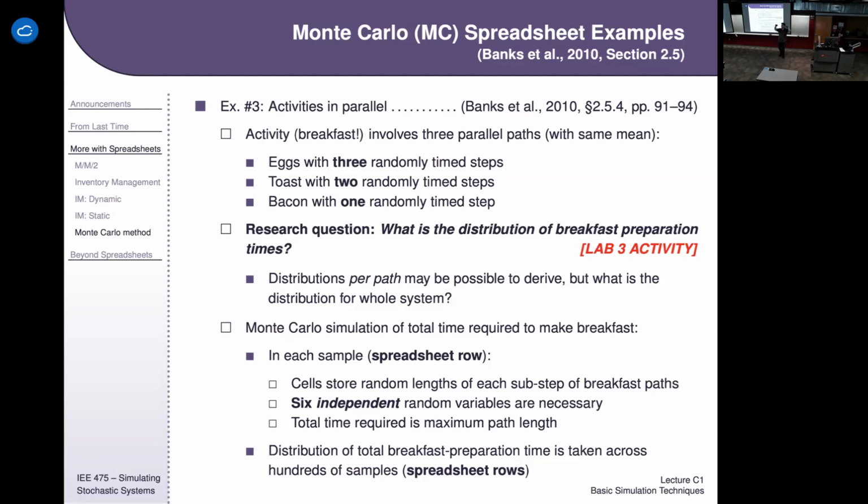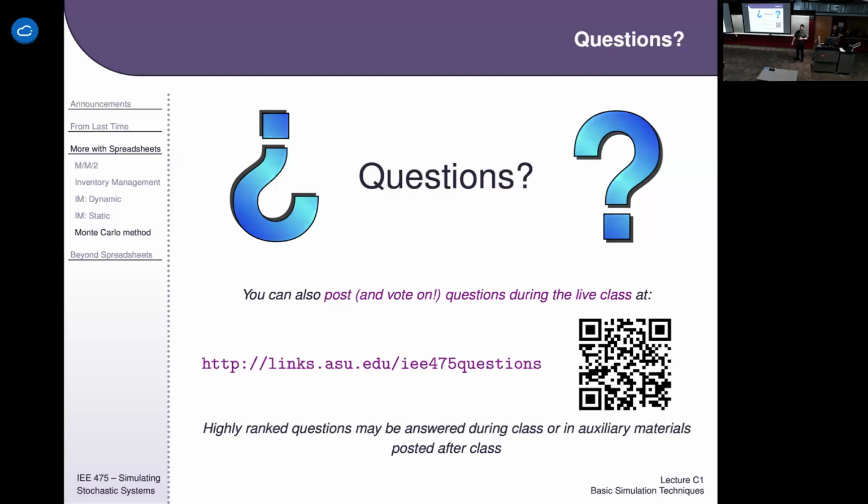And you're going to do that for a bunch of different days, for a bunch of different breakfasts. And then you're going to take the distribution of those average times, or those total times. And then you're also going to look for a distribution across the 3 different activities, so you can see which activity tends to take the longest and try to figure out why. So that's what we're doing in Lab 3.